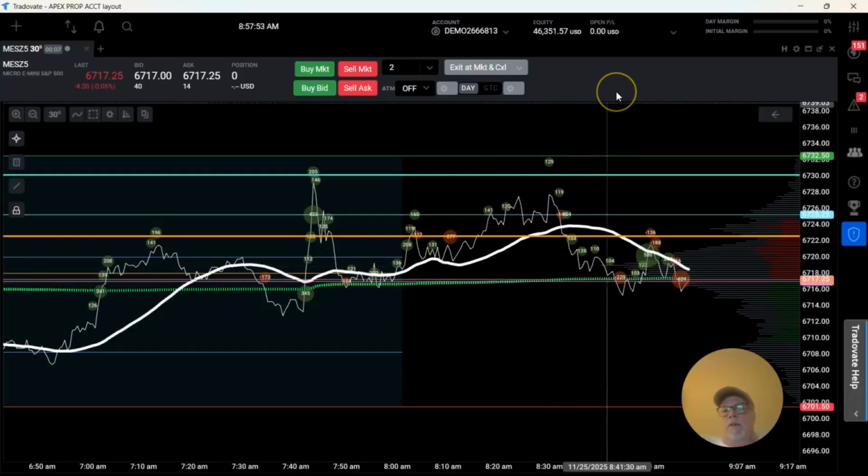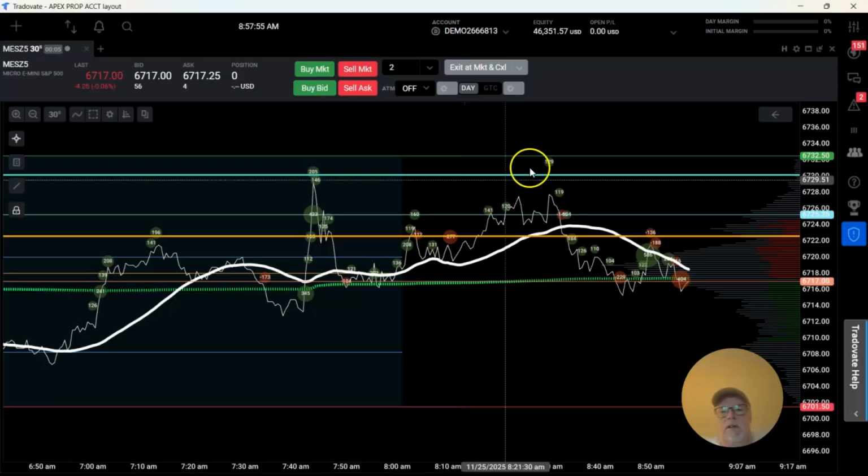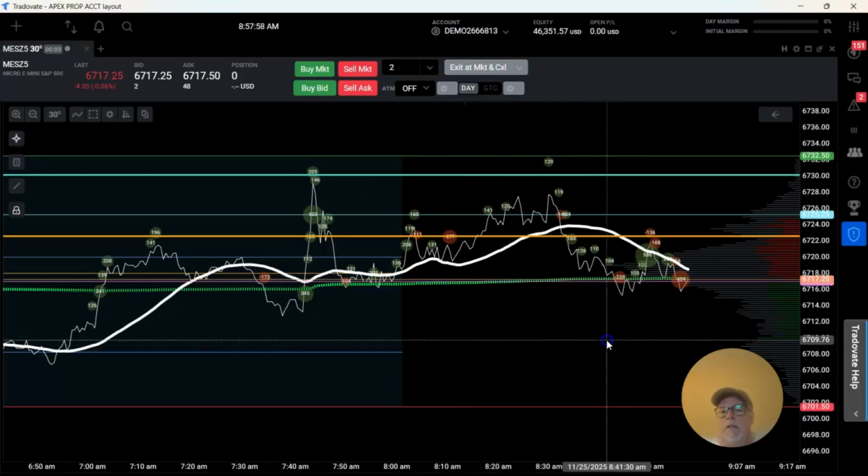So it's just for reference. I don't really take it on a crossover or anything like that. I don't let it constitute my trading.